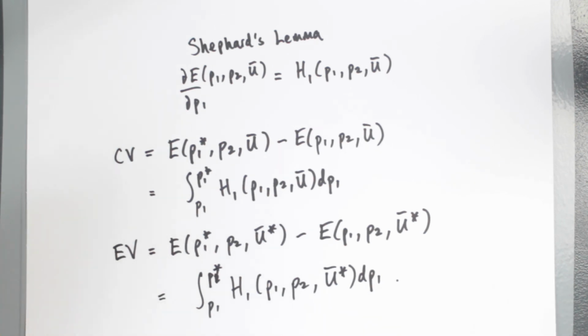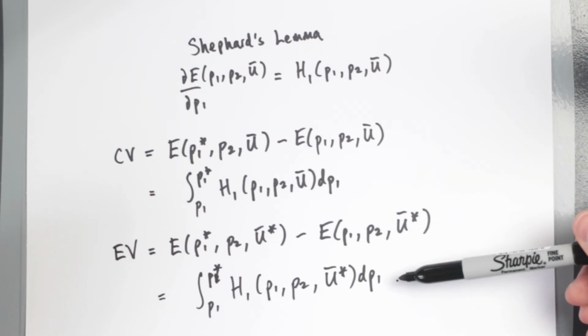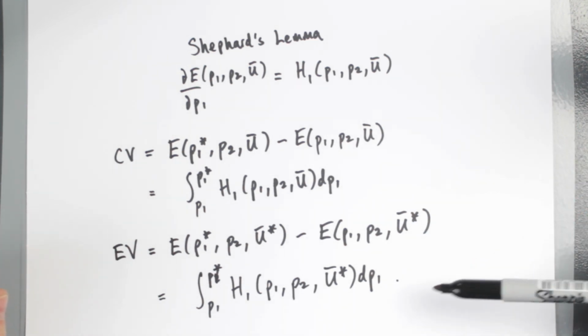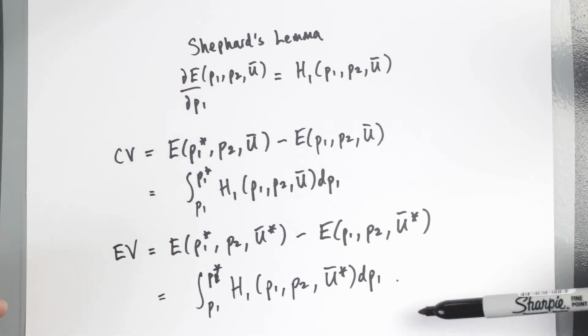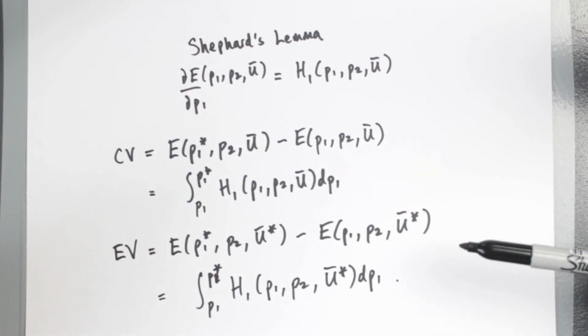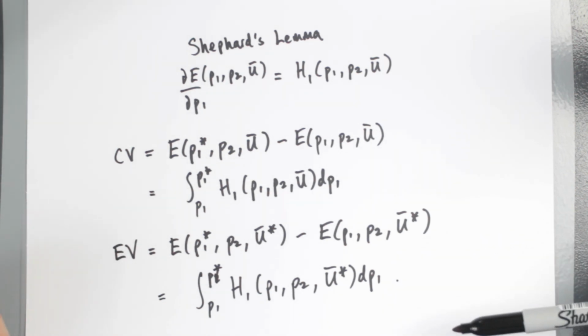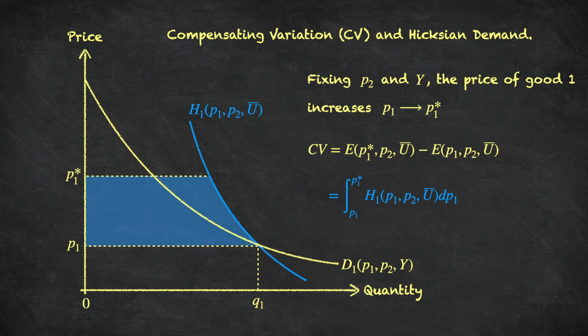So let's have a look at some diagrams which show these areas. And remember, we draw them the wrong way around. So rather than the area underneath a Hicks curve, we're drawing with price on the vertical axis. So it's the area to the side between two price levels, which we'll see next. So now we know that the compensating variation can be calculated as the area underneath the Hicks demand function between the original price level and the new price level.